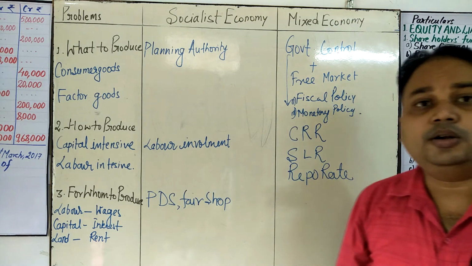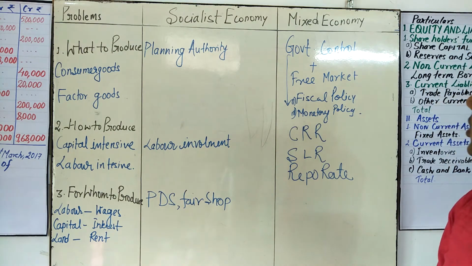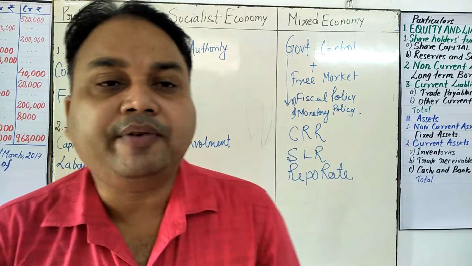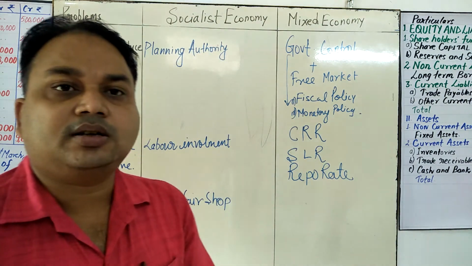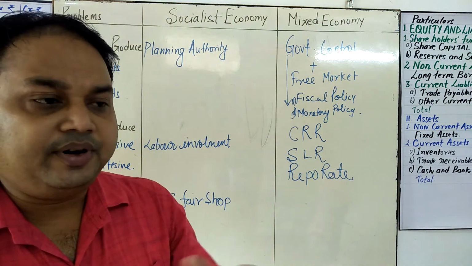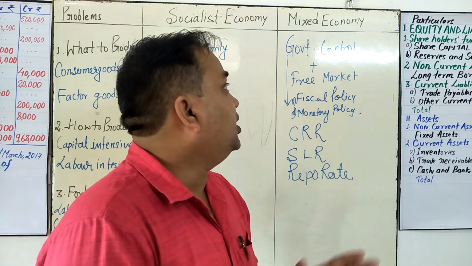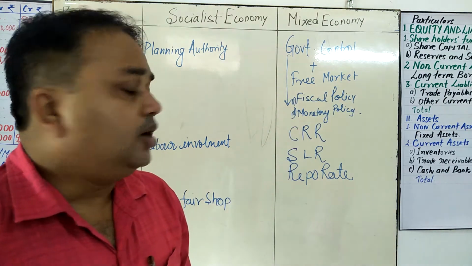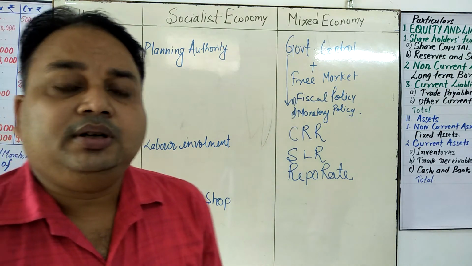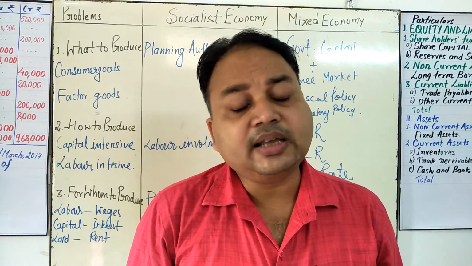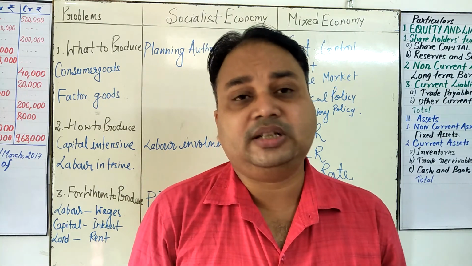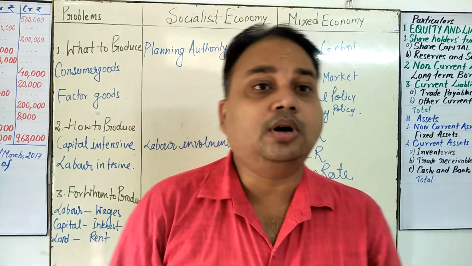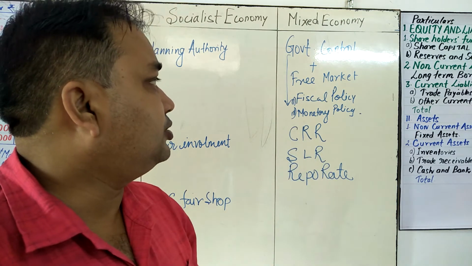Mixed economy is controlled by both the government and the free market. What is the free market? My dear student, it means the private entrepreneurs and industries who also govern in the economy. You can say simply that in a mixed economy, government control plus free market control. The government decides as well as the private entrepreneur decides. This type of economy is called mixed economy. So what to produce is decided by the government as well as the free market.